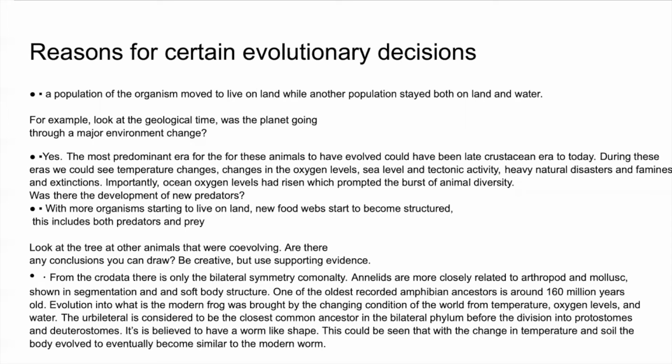This could be seen in that with change in temperature and soil, it slowly evolved into what would become the modern worm. It also could explain the worms having a nerve cord, the fact that eventually the evolution would split up into two separate ones, and the slow but eventual evolution of what would be the spinal cord.